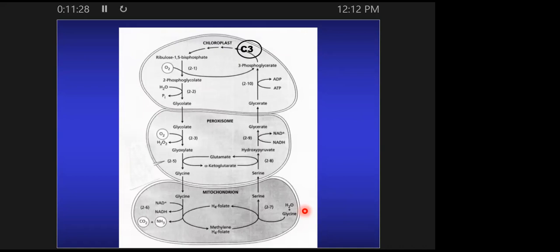But something else is going on in the mitochondria that's of particular importance for the plant. You also see going on in here this CO2 molecule.